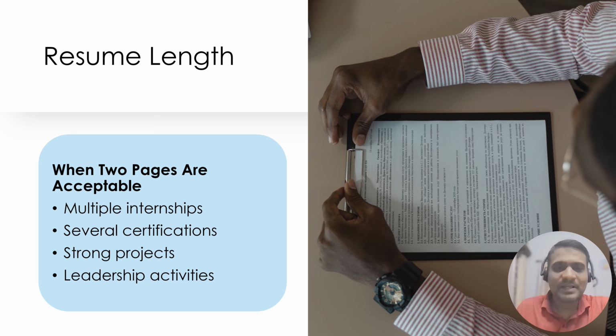So in terms of resume length, since you are an entry level candidate, you better write your resume within 1 or 2 pages. For freshers, the ideal resume length is usually 1 page, but if it goes to a second page, it should have at least several certifications, strong projects, and leadership activities. If you have internship information, then only the resume should go to a second page. Otherwise, please strictly follow a 1 page resume. Most of the MNCs nowadays prefer a 1 page resume.